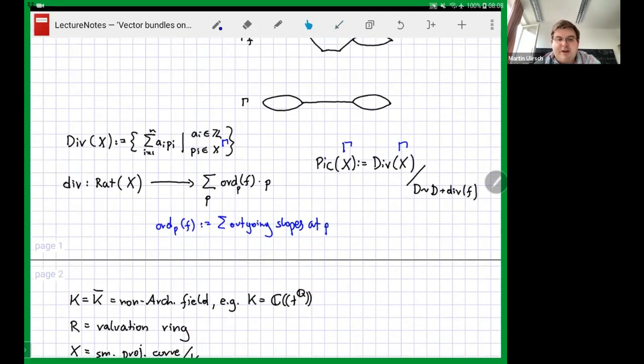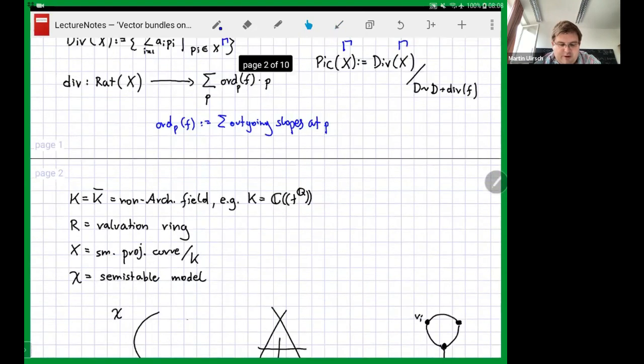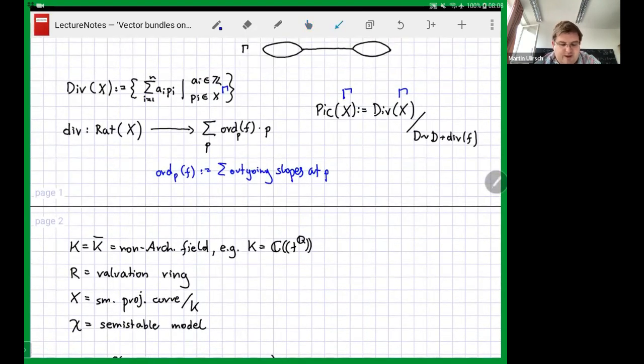So the setup to think about this is the following. You have a non-Archimedean field, which for simplicity we assume to be algebraically closed. And if you're worried about these things, you can also assume that the residue field is the complex numbers and not something in characteristic P in particular. And well, R should be its valuation ring.